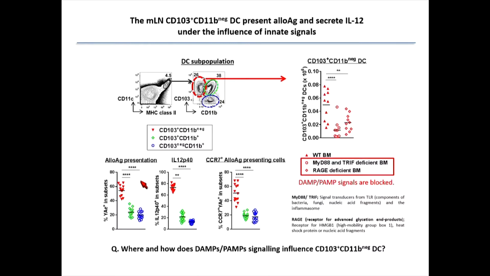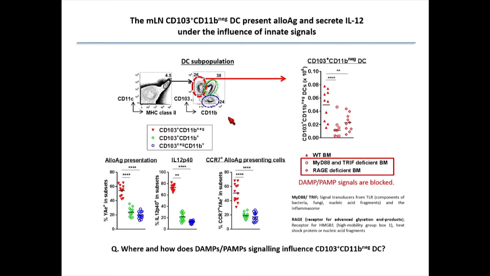Highest capacity of antigen presentation, and also the highest capacity of IL-12 production. Also, they have the highest CCL7 expression, which means that this molecule is required for the migration from the intestine to the lymph node.